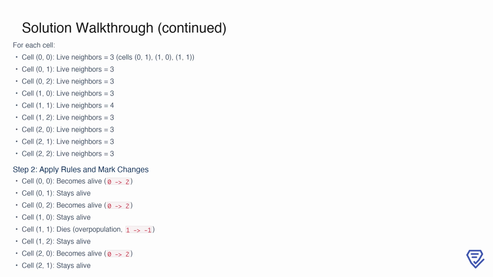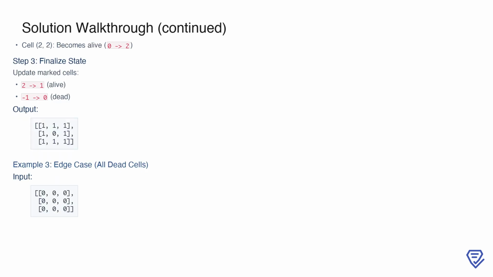However, cell (1,1), the center cell, has 4 live neighbors, which is one more than the threshold for overpopulation. With the neighbor counts determined, we apply the rules to update the states. Cells like (0,0), (0,2), (2,0), and (2,2), which are currently dead but have exactly 3 live neighbors, will become alive and are marked as 2. Cells that remain alive, like (0,1), (1,0), (1,2), and (2,1), stay unchanged. However, the center cell (1,1) will die due to overpopulation, so it's marked as -1.